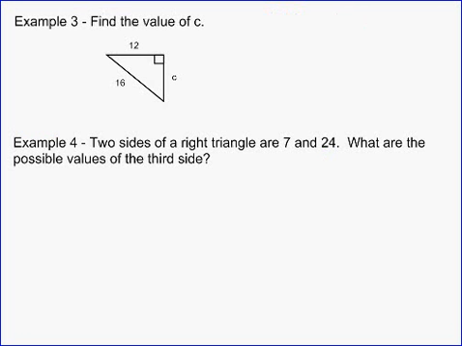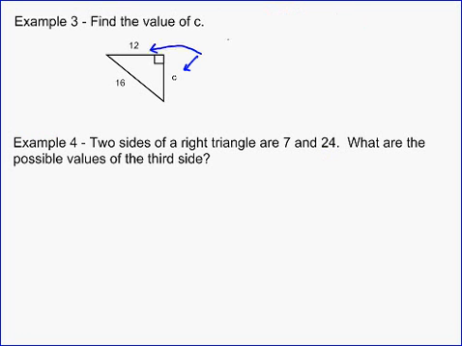This one says find the value of c. Now, I put this problem in here specifically because I wanted you to think about the Pythagorean theorem more as leg squared plus leg squared equals hypotenuse squared, rather than a squared plus b squared equals c squared, because that can get you in trouble sometimes. Because in this case, I've identified this side as c, which usually represents the hypotenuse, but that side is not a hypotenuse. So in this case, the two legs are c and 12.